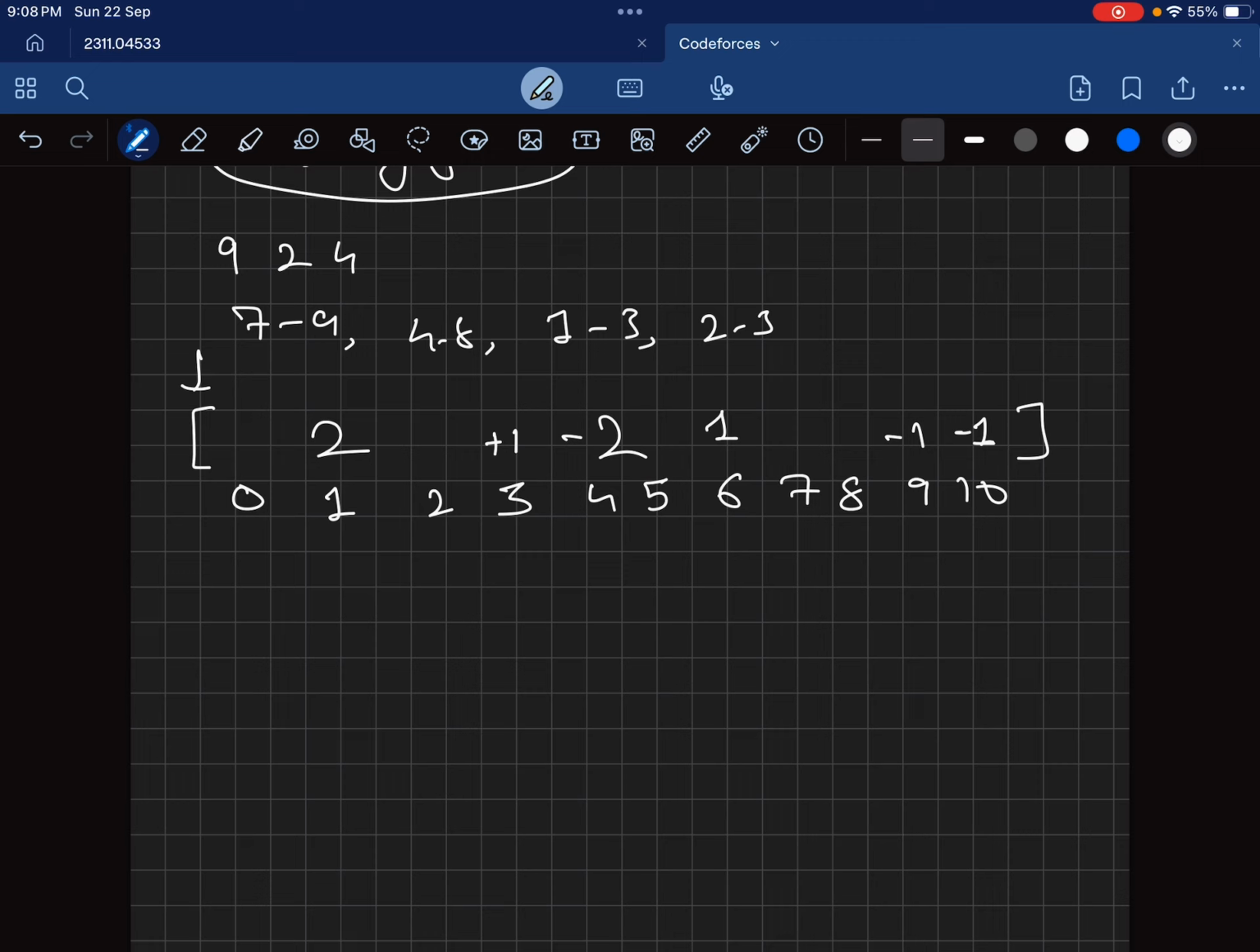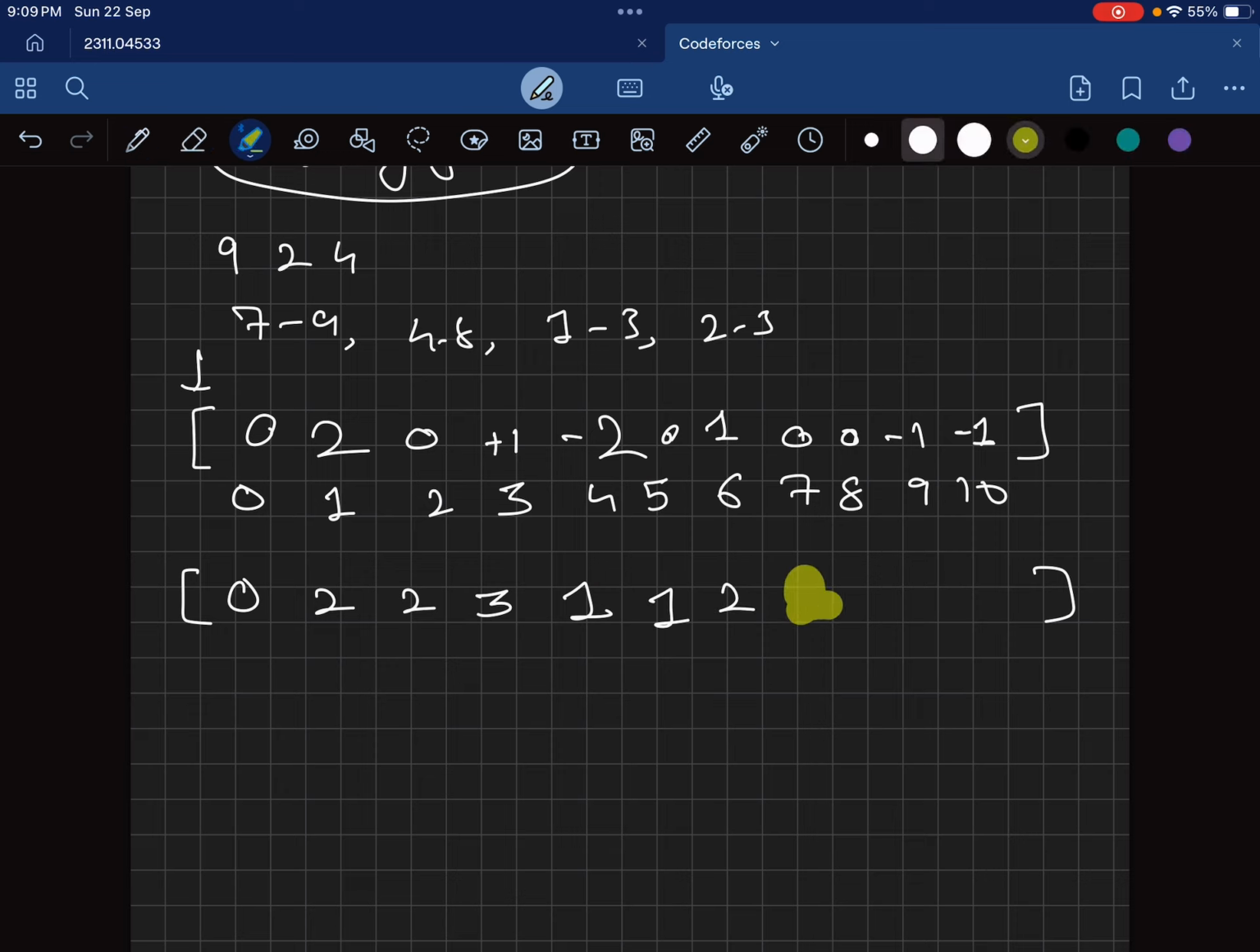Now all the remaining places will be 0, and now take the prefix sum of this array. So we will have 0, 2, 2, 3, then 1, 1, 2, sorry, 2, 2, 1 and 0. This will be the array. What is the speciality of this array?